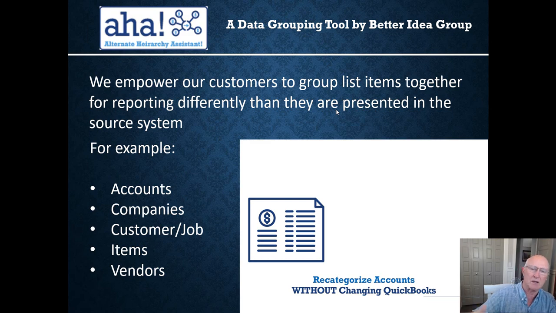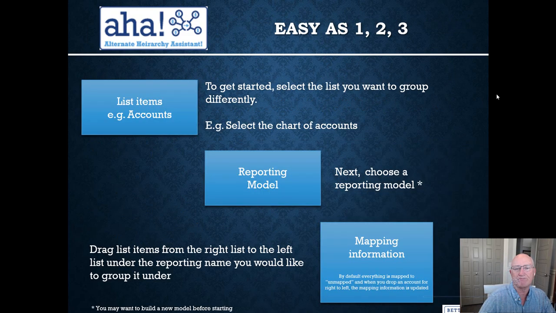They may have a multi-company organization, and they want to group those into different regions or ownership areas. So really, it's all about being able to take your list items, whether it's an account, company, customer, job list items, vendors, and put them together in a unique, different grouping. What does that look like?